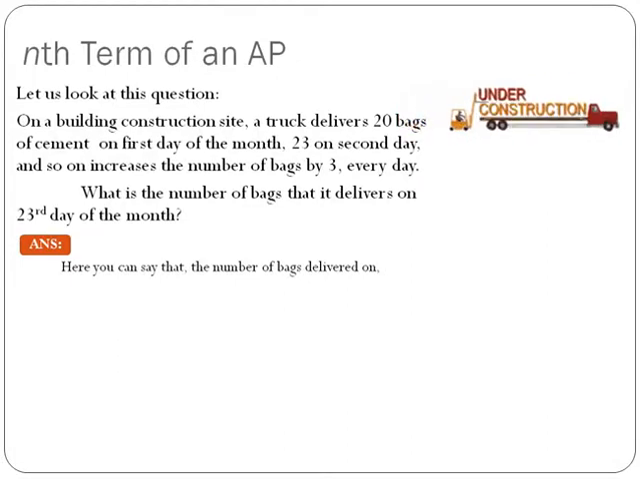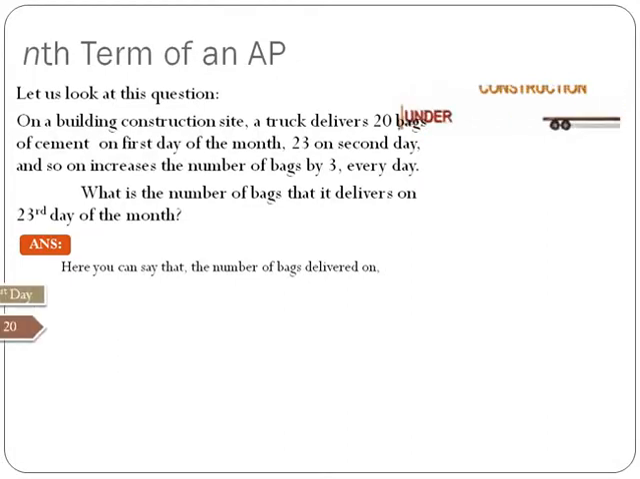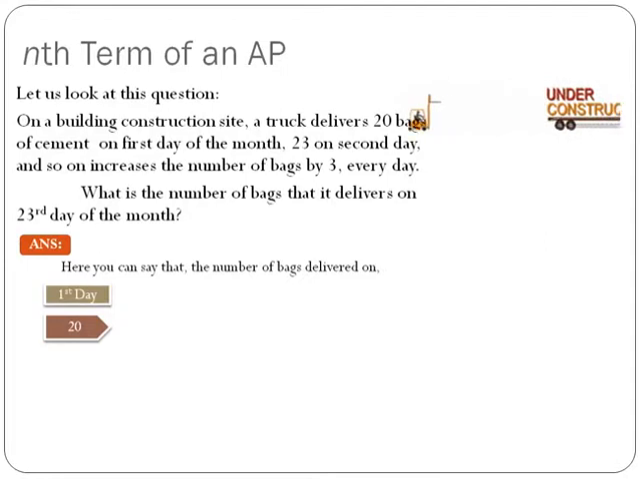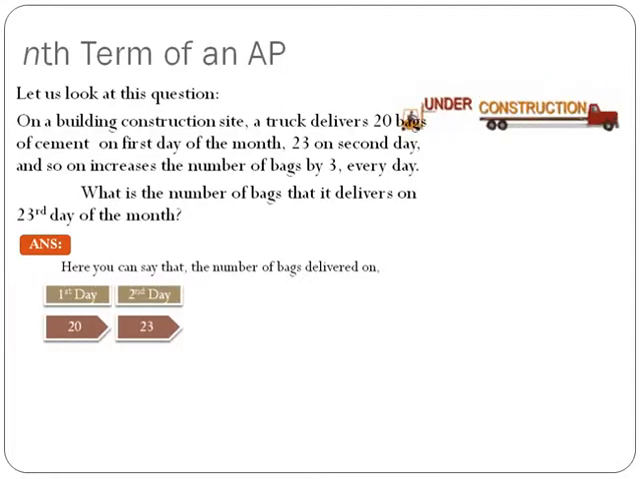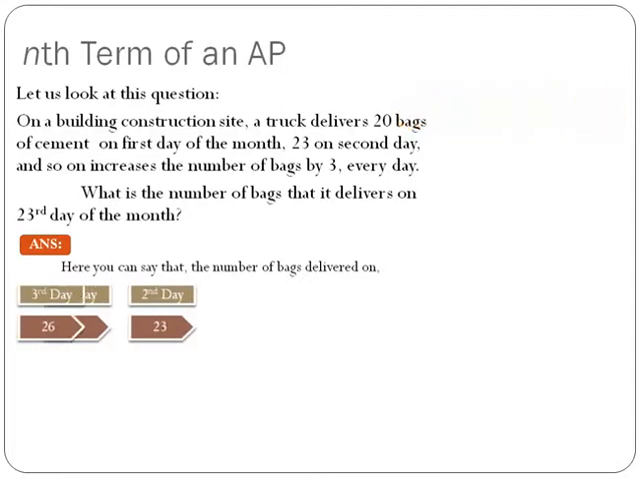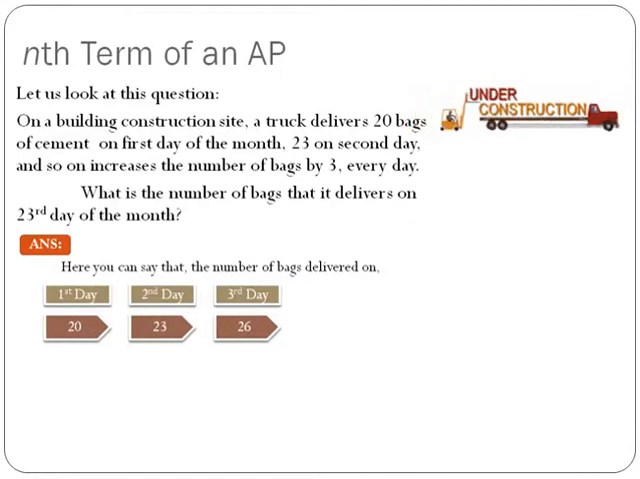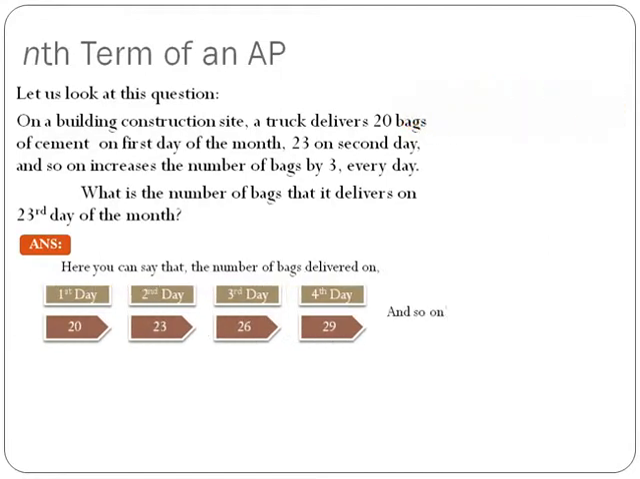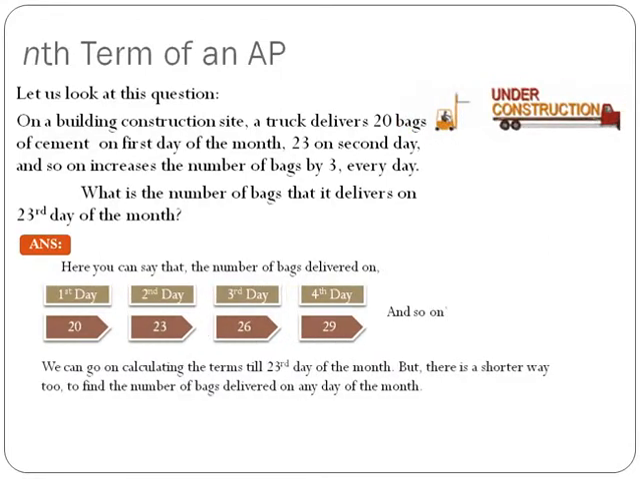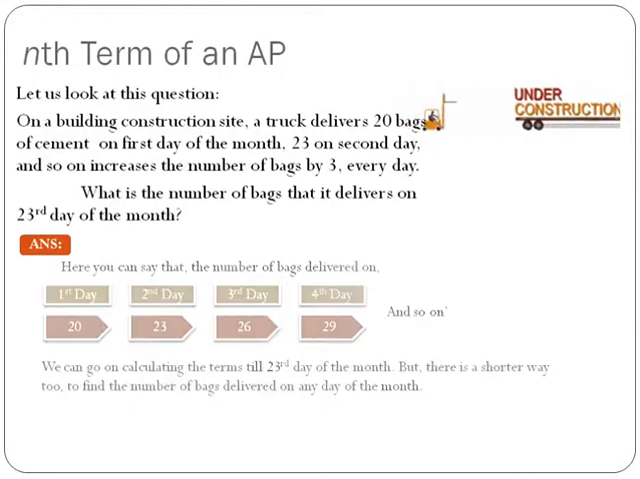Here you can see that the number of bags delivered on the first day is equal to 20, on the second day 23, and on the third day 26, and so on. We can go on calculating the terms till the 23rd day of the month, but there is a shorter way to find the number of bags delivered on any day of the month. We can make use of the formula we have studied previously.